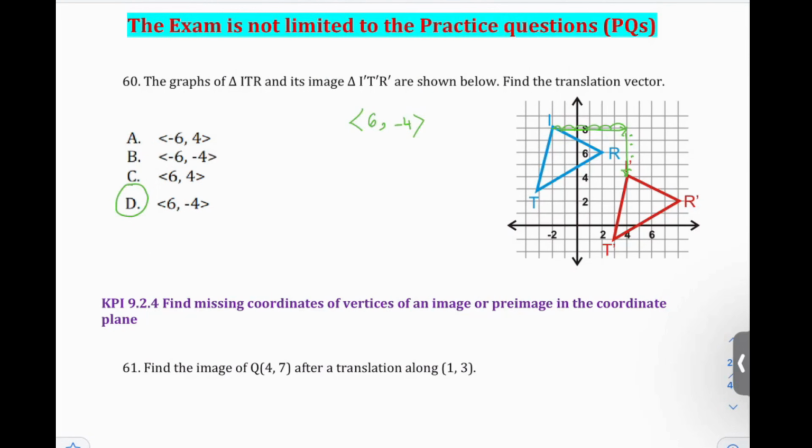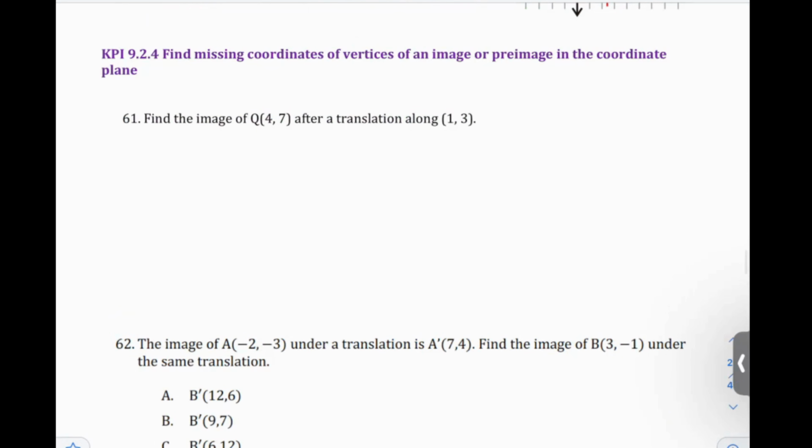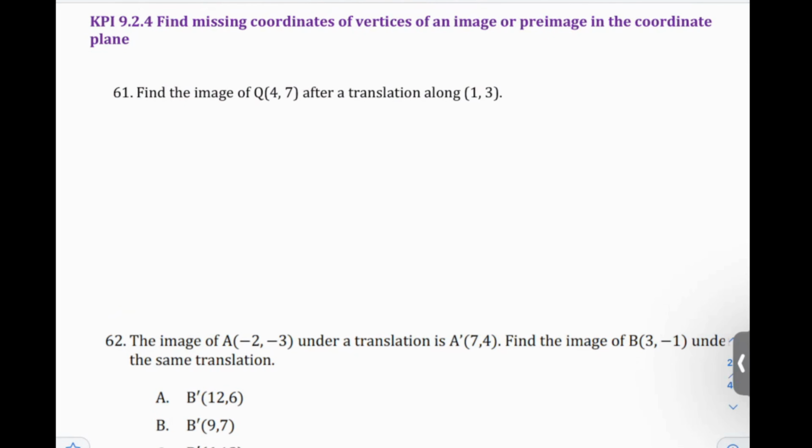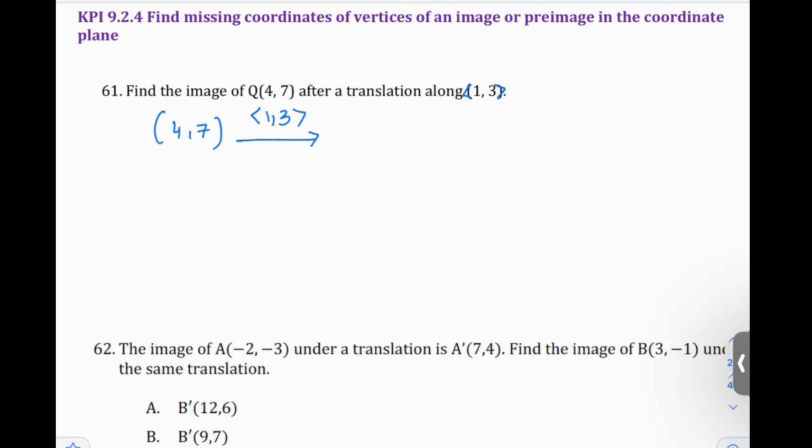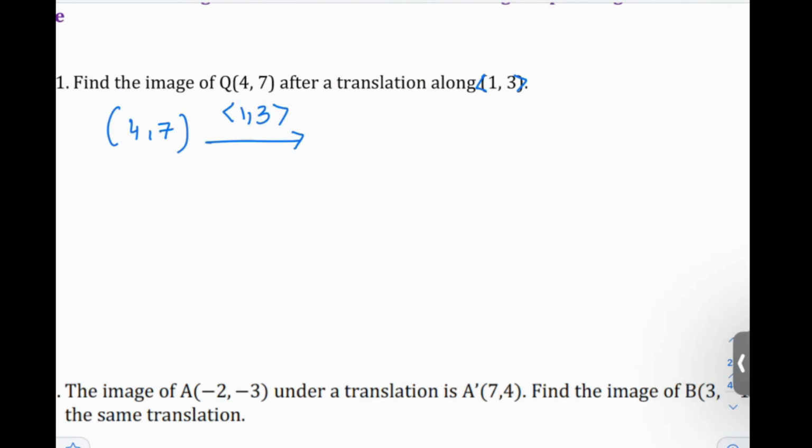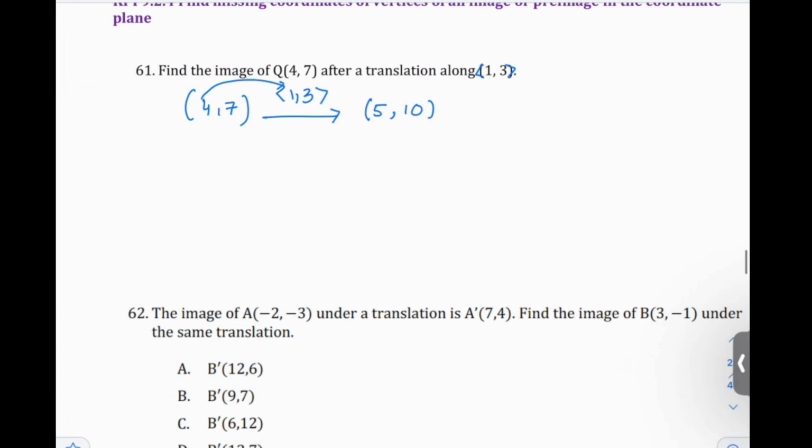Let's change the color. Find the image of Q, which is 4, 7, after translation along this vector, 1, 3. So what will happen? 4 and 7 have been moved across this vector. Simply just add the x's with the x's and the y's with the y's, because the 4 will move 1 unit to the right. So just add 4 plus 1, 5. 7 plus 3, 10. This is the new point, simply.